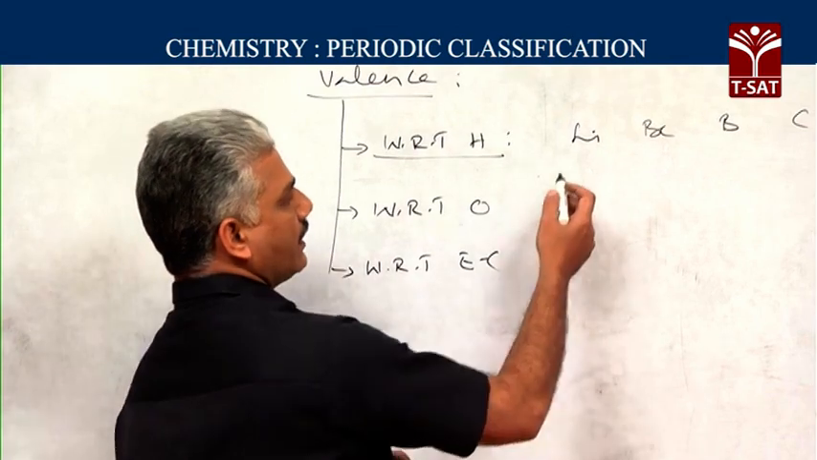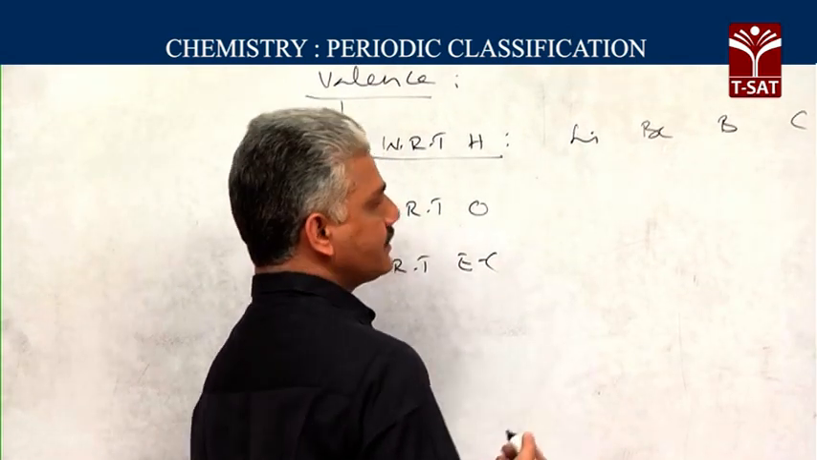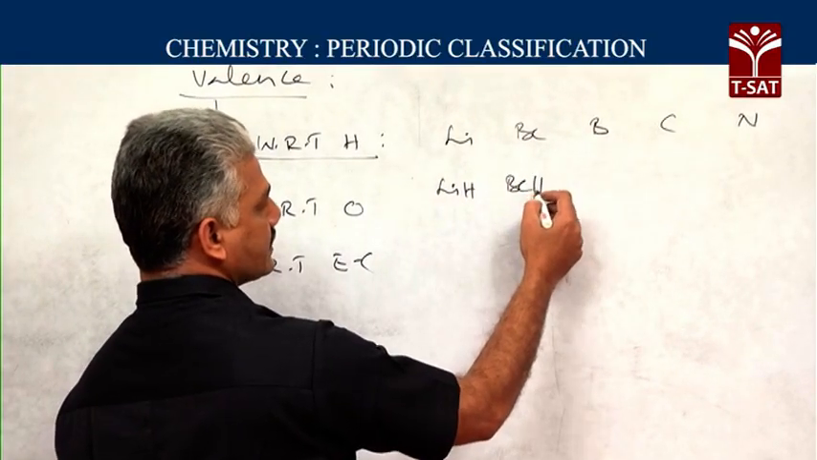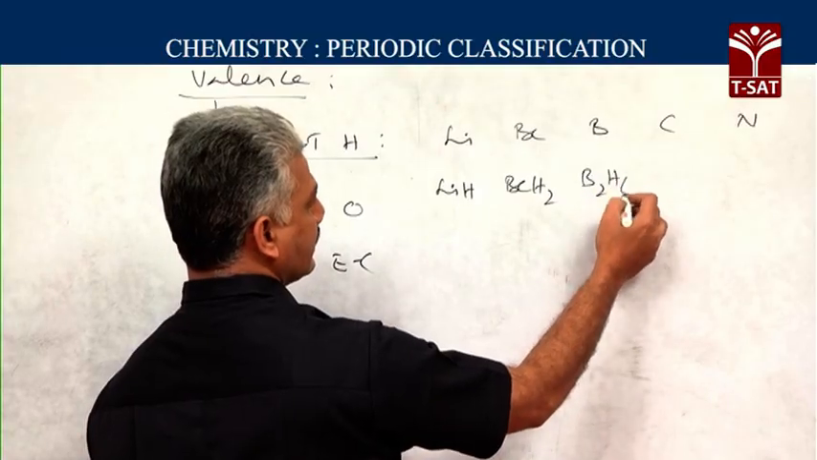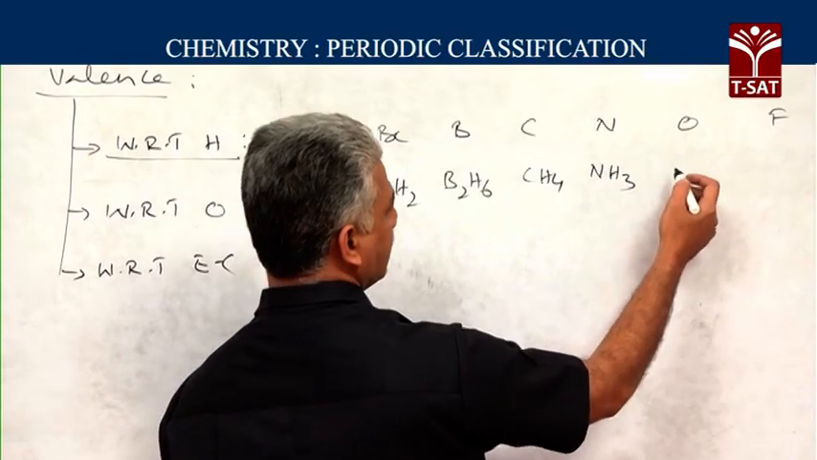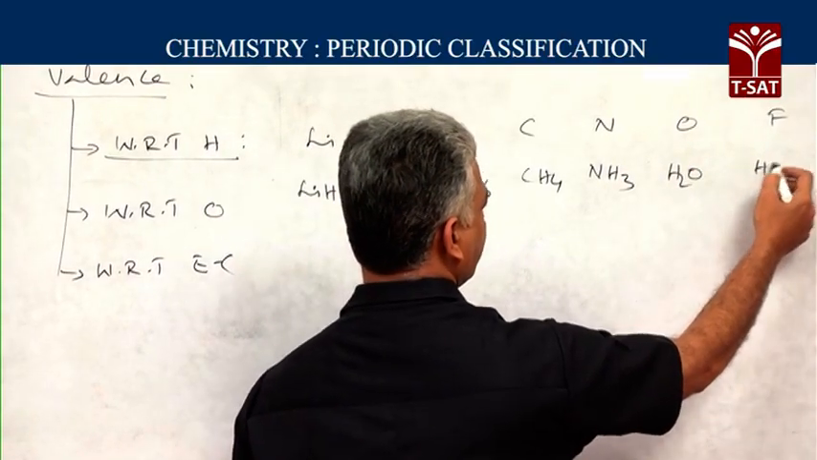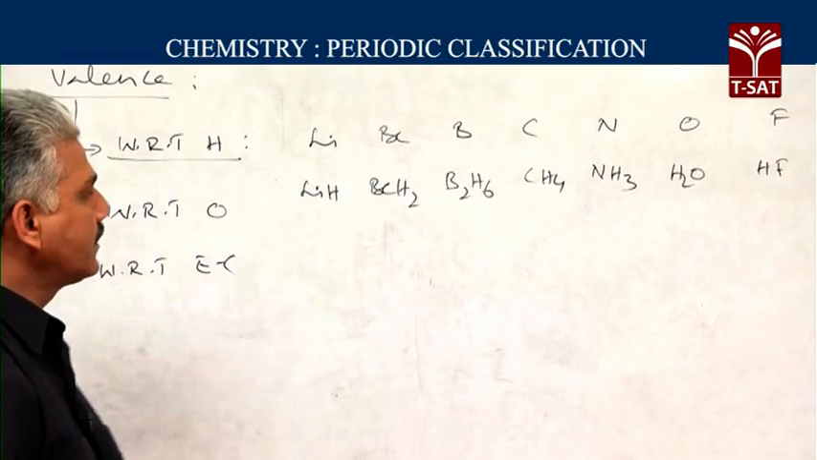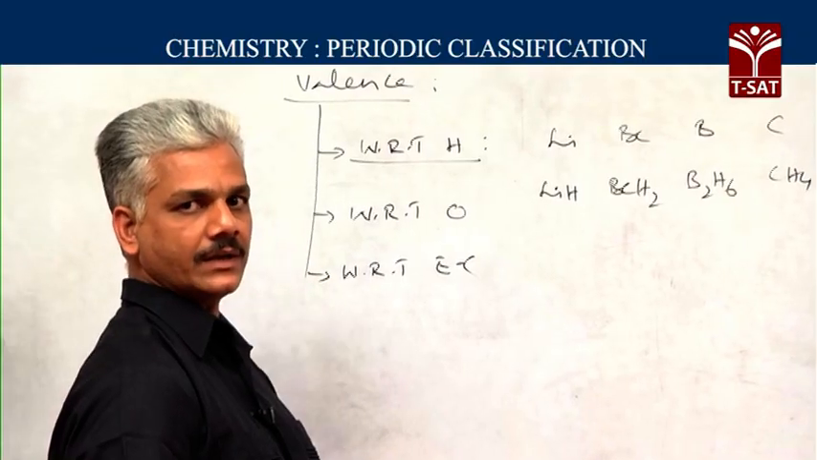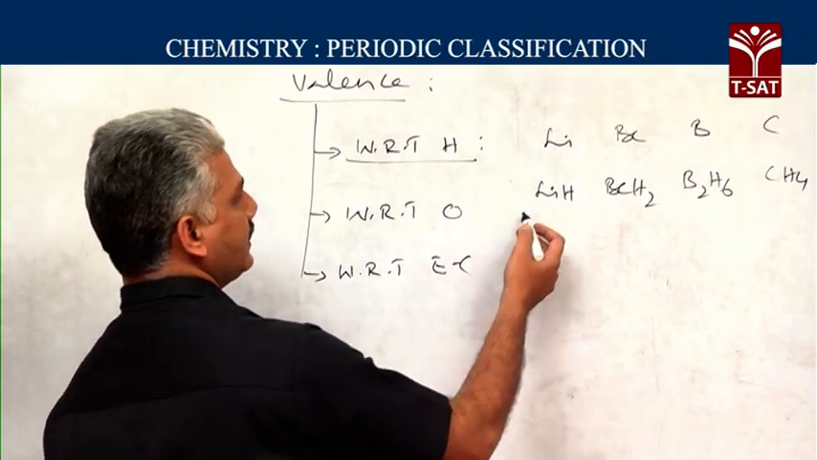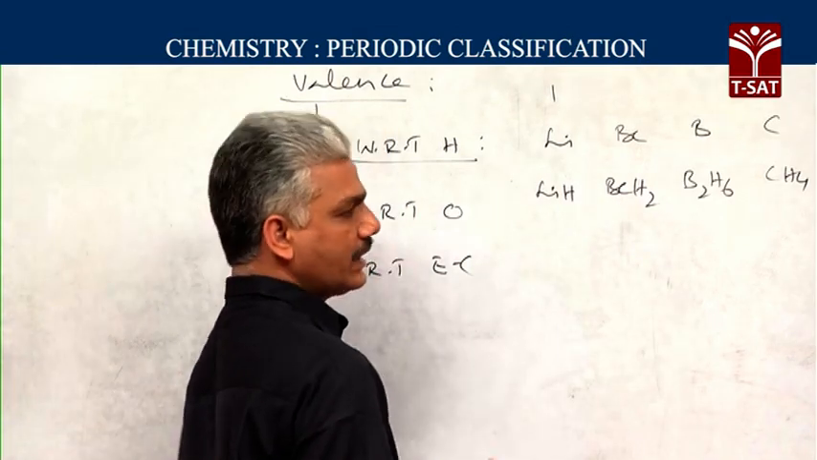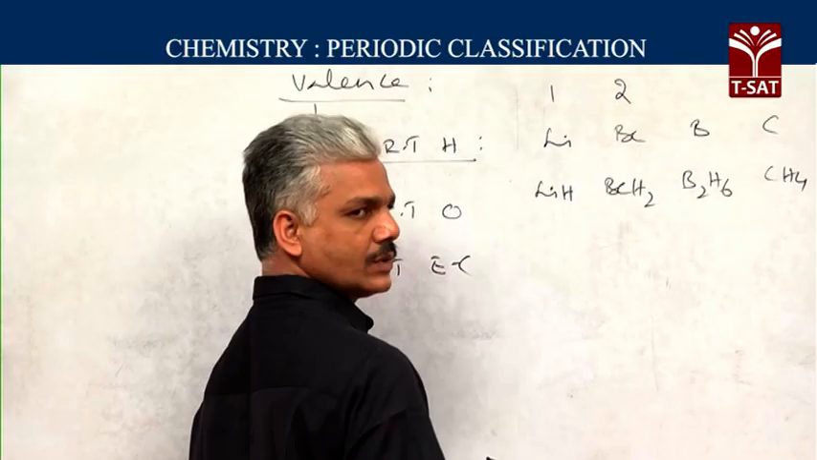elements. When these elements are made to react with hydrogen, lithium gives lithium hydride, beryllium gives beryllium hydride, boron gives diborane, carbon gives methane, nitrogen gives ammonia, oxygen gives water, fluorine gives HF. So, as per the definition, one lithium atom is combining with one hydrogen atom. Therefore, valency of lithium is 1. Beryllium is combining with 2 hydrogens, therefore, its valency is 2.